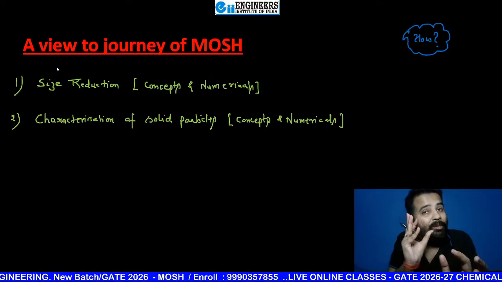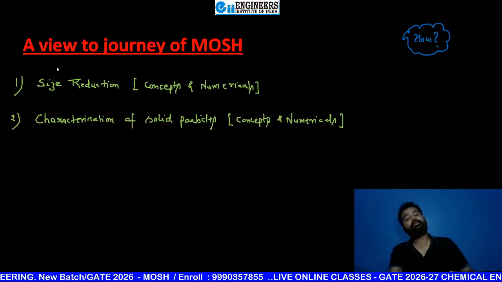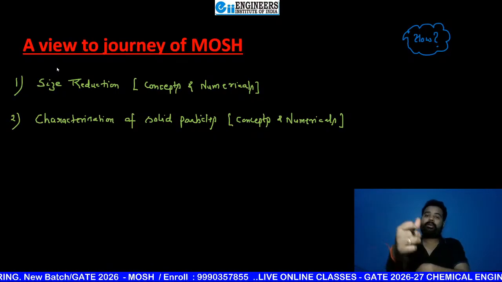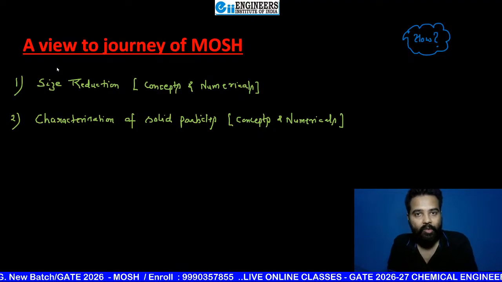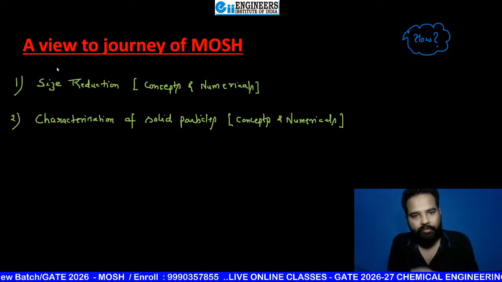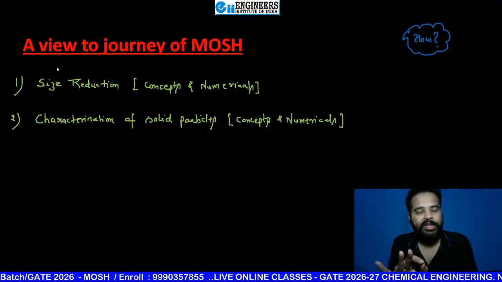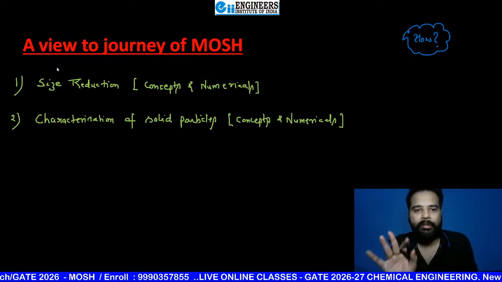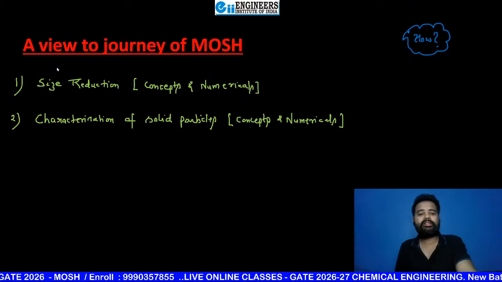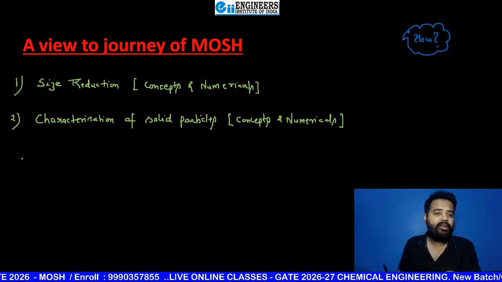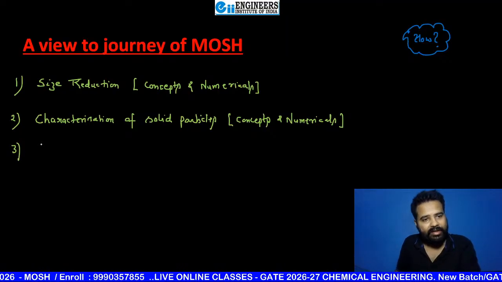Then what is the shape of your solid? For that purpose, the main thing in your syllabus is sphericity. What is density? With the help of size, shape and density, you are going to characterize a solid particle. After this, beta, the next chapter is screening. Chapter number 3 is screening.